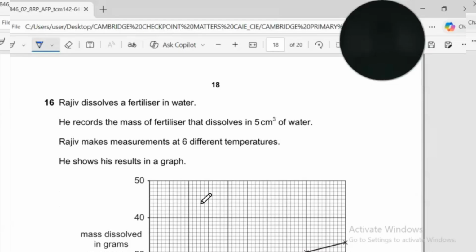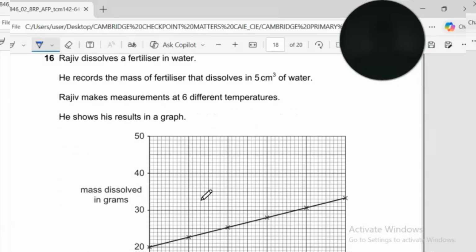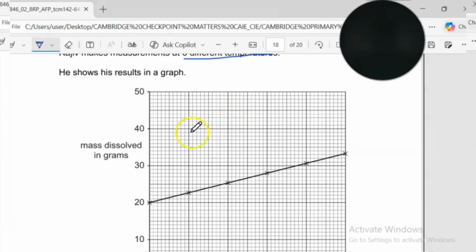Rajiv dissolves a fertilizer in water. He records the mass of fertilizer that dissolves in 5 cubic cm of water. Take note. Rajiv makes measurements at 6 different temperatures. He shows his results in a graph. So take note of 6 different temperatures. Then it dissolves 5 cubic cm of fertilizer in water. So those are our major focal points here. He shows his result in a graph. So he draws this in a graph.